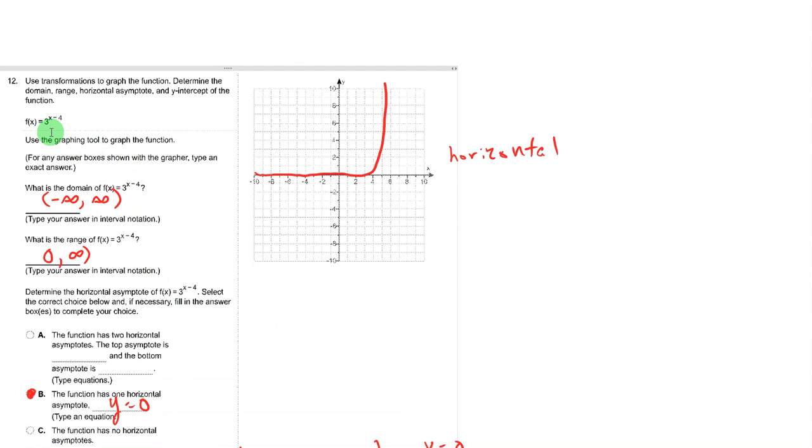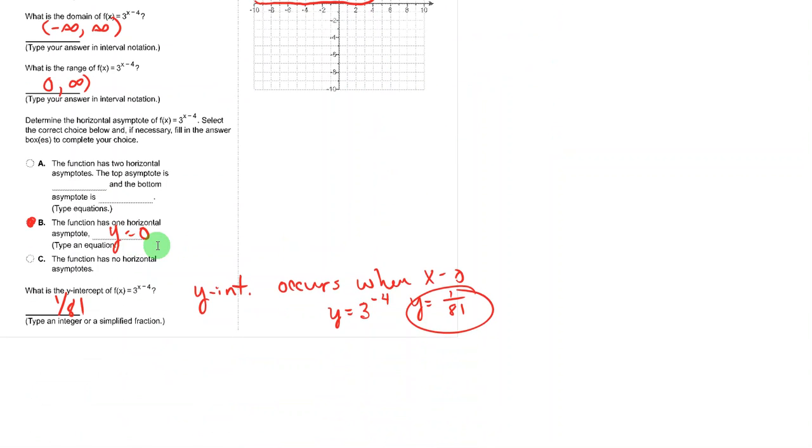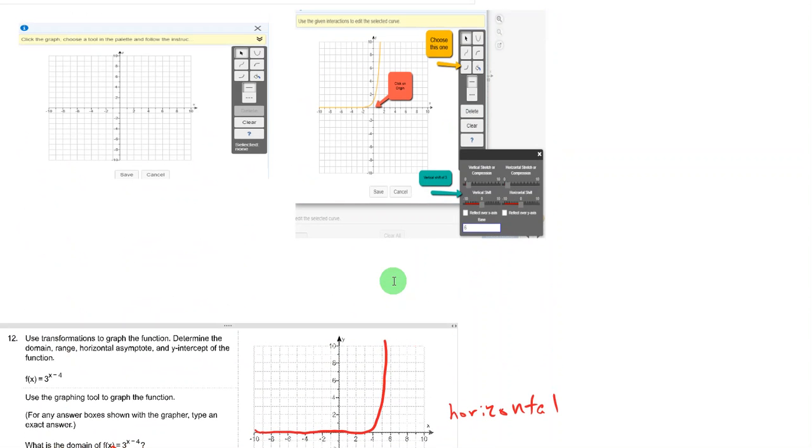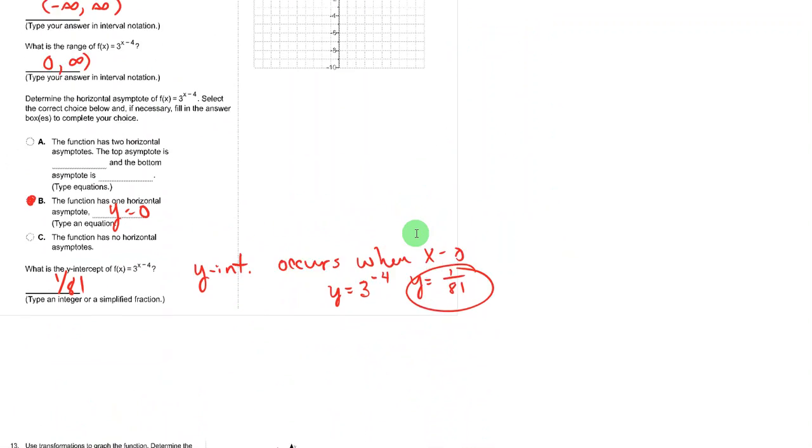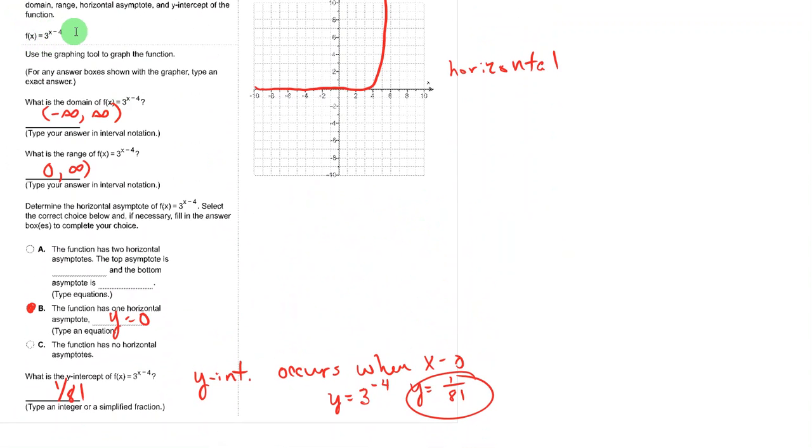On this one, 3 to the x minus 4, we've still got negative infinity to infinity. What is the range? Well, we don't have a vertical shift. We have a horizontal shift. So it's going to be 0 to infinity for the range. Y is 0 is the asymptote. And you'll graph it the same way that we did up here, but you will have a horizontal shift right here. And you're going to shift 4 to the right. Okay, so that will be a positive 4. All right, y-intercept occurs when x is 0. So if we do 3 to the negative 4, that is 1 over 81.